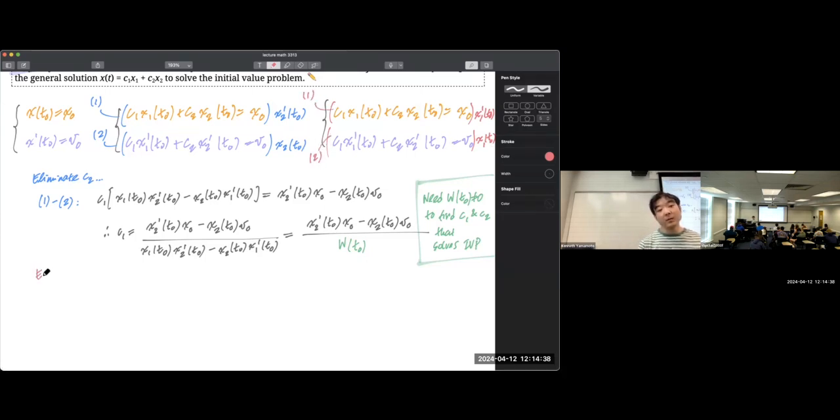To eliminate C1, I need to do 1 minus 2 again, but this time it's been multiplied with different things. That'll give you C2. The C1s will cancel, so you have C2 times this stuff, which is going to be x2(t naught) times x1 prime. No, x2.